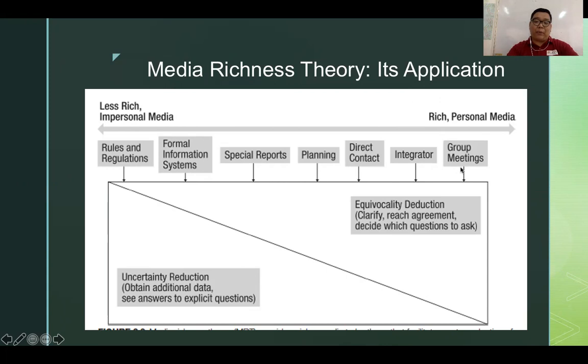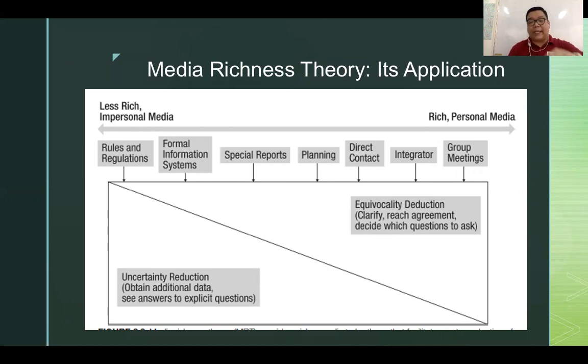Why? Because, for example, when you conduct group meetings, there is really richness because of course, you get to talk with one another and you get to discuss matters. On the other hand, this one is less rich or impersonal media because if these are rules and regulations, for example, when you impose this, then the person would simply read it or be informed about it, but there's nothing like a sort of discussion regarding the different rules and regulations.